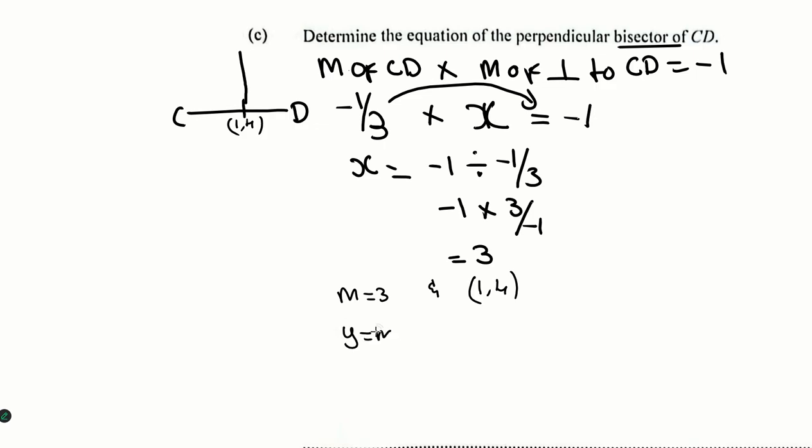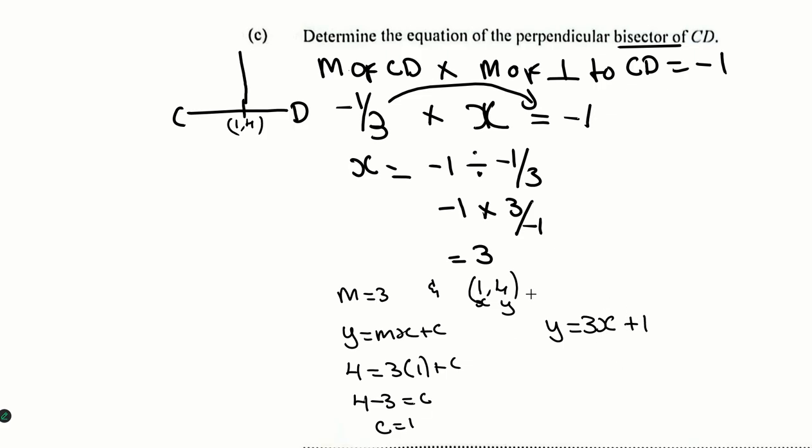You put it in the form y is equal to mx plus c. This is x, this is y, so that is 4 is equal to 3 by 1 plus c. If I make c the subject, that is 4 minus 3 is equal to c, so c is equal to 1. So now that I know my gradient and my y-intercept, I can find the equation, which is y is equal to 3x plus 1. And that is how you would determine the equation of the perpendicular bisector of CD.